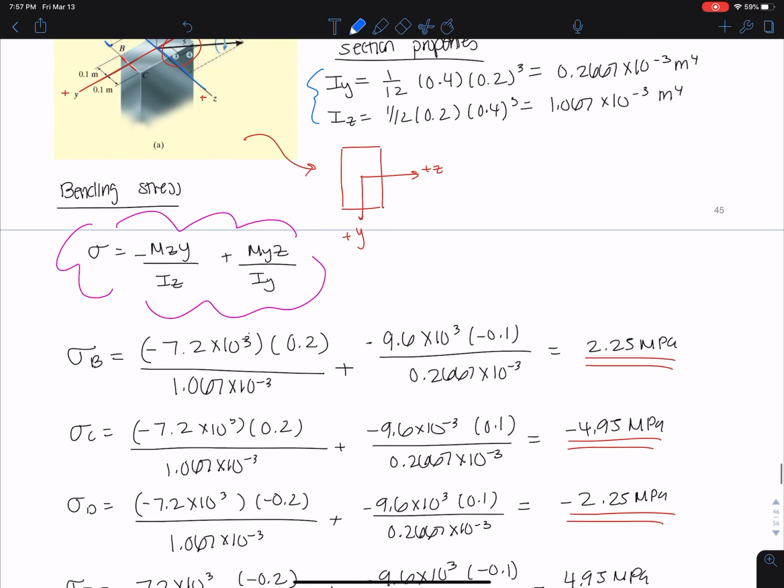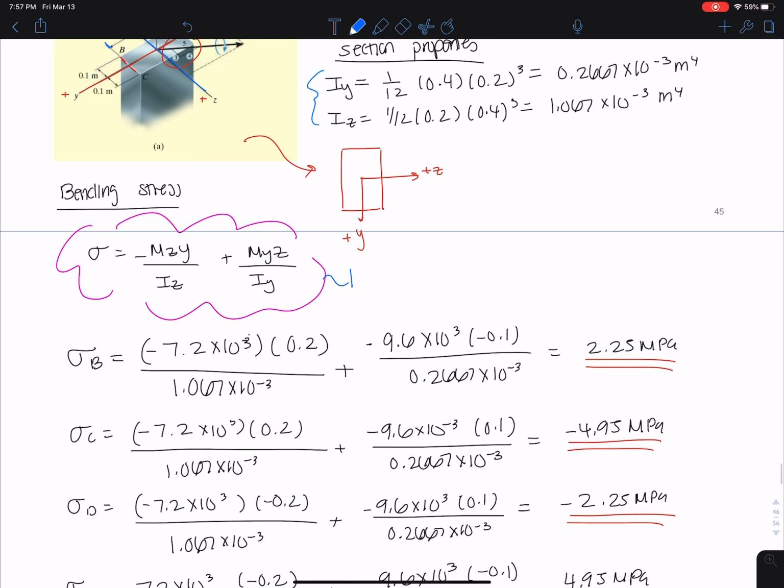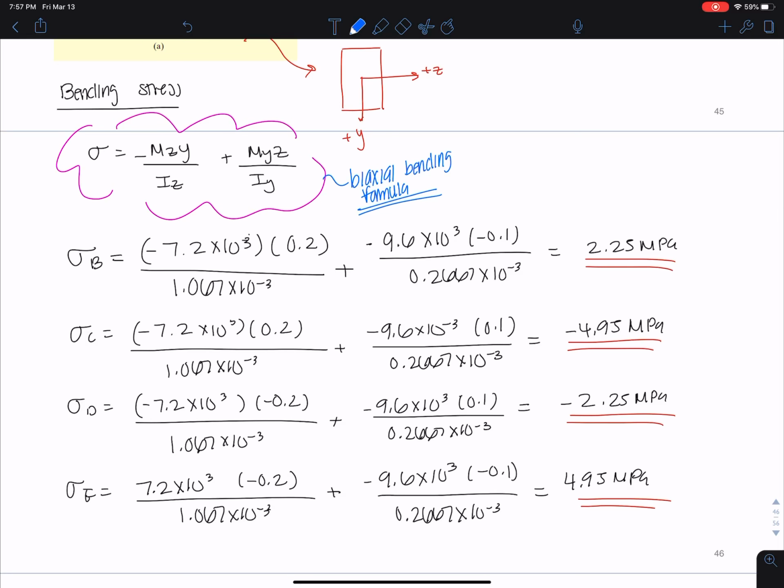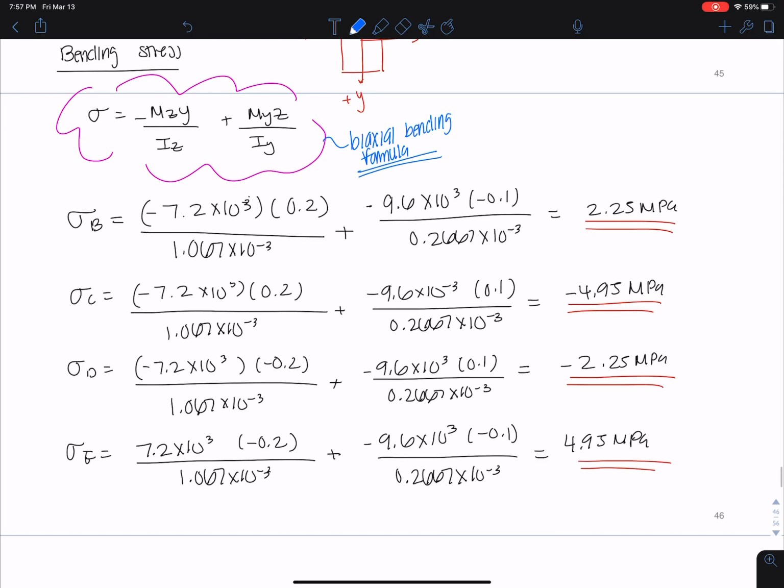Okay, so bending stress, this is the biaxial bending formula that we derived in the last video. Biaxial bending formula. Okay, and I went ahead and wrote all this out because it was just a lot of writing and a lot less talking, so now I'm going to walk you guys through what I did. So the question asks for the normal stress at each corner of that cross section. So this would be for each corner, sigma B, sigma C, sigma D, sigma E.